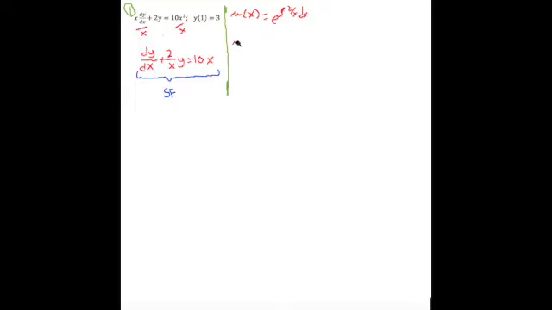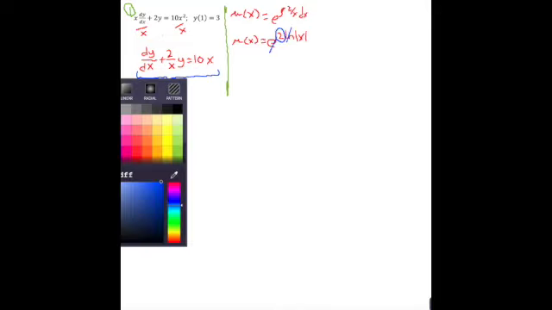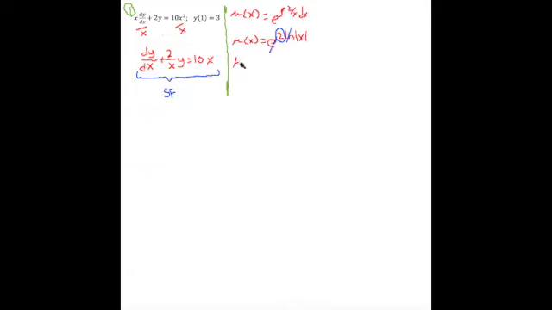When we evaluate this integral, we get e to the power of 2 ln x. The natural log and e are going to cancel, the x is going to come down, and the 2 is going to remain in the exponent. So we're left with mu sub x equals x squared. x squared is our integrating factor.